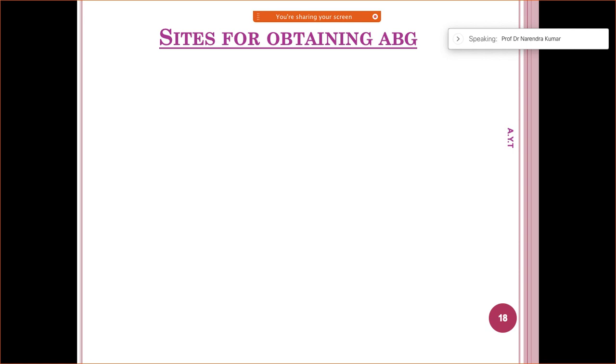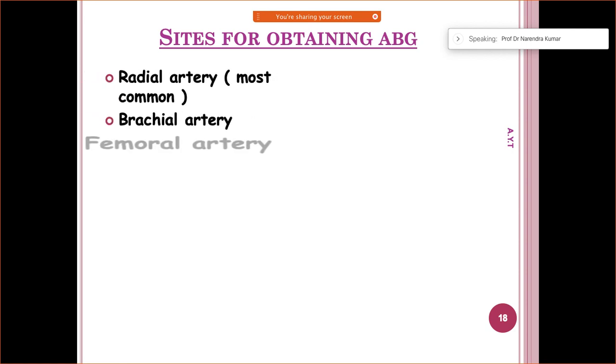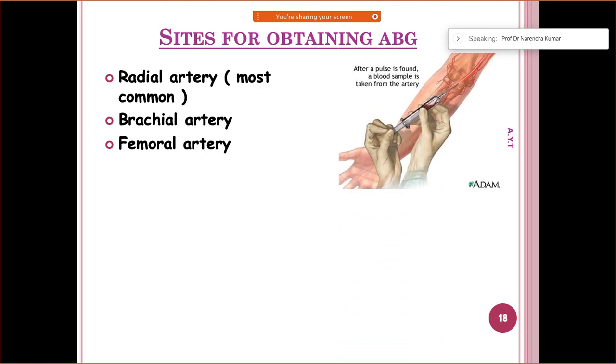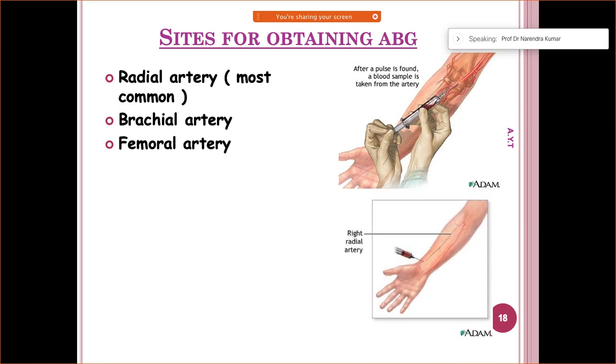So, what are the different sites? There are different sites. I can go to the radial artery, brachial artery, or even a femoral artery. But the radial artery is the most common, and this is what a lot of people may recall when it is being taken from the different sites. But why is the radial artery the most common site? Would anyone like to tell me? Why not the brachial artery?